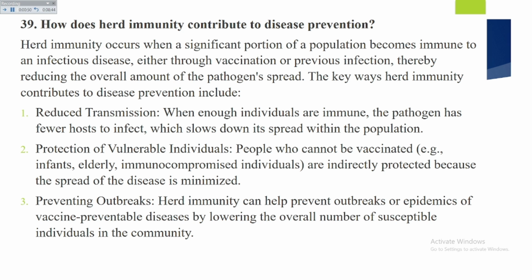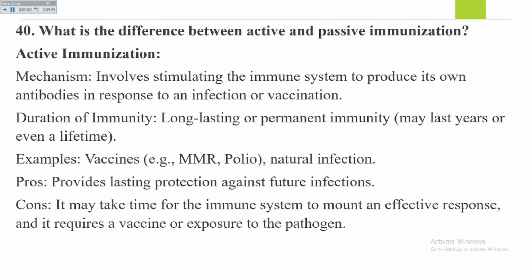Second one, protection of vulnerable individuals. People who cannot be vaccinated, those are vulnerable individuals. For example, infants, the elderly, and immunocompromised individuals. These people cannot be vaccinated, but are indirectly protected because the spread of the disease is minimized. The third one, preventing outbreaks. Herd immunity can help prevent outbreaks or epidemics of vaccine-preventable disease by lowering the overall number of susceptible individuals in the community. This is how herd immunity contributes to disease prevention.